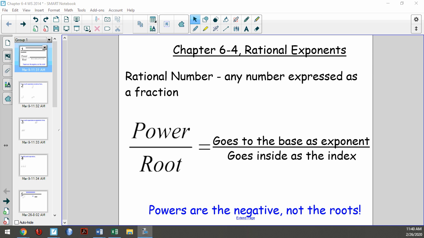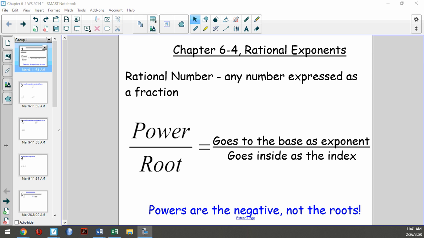So when do we add exponents? When the bases are the same and they're attached by multiplication. When do we subtract exponents? When the bases are the same and their bases are attached by division. When do we multiply exponents? When there's a power to a power, you multiply the exponents.